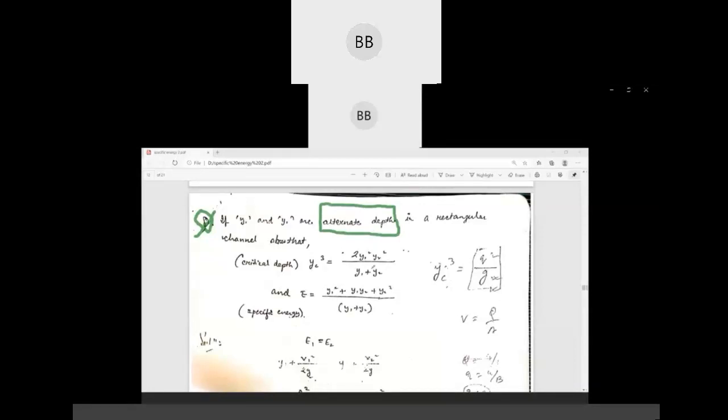Okay, you write the question that if y1 and y2 are alternate depths in a rectangular channel, then the critical depth, that is yc cube, is equal to twice y1 square y2 square divided by y1 plus y2. This we have to prove. And the second part of the question is, we have to again prove for specific energy also, that y1 square plus y1 y2 plus y2 square divided by y1 plus y2.